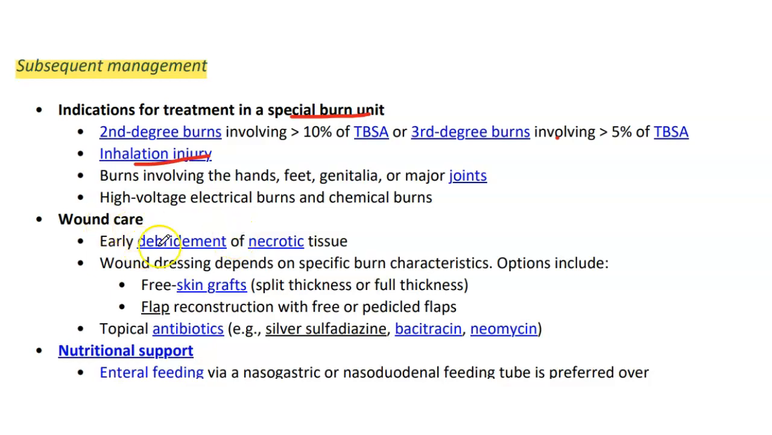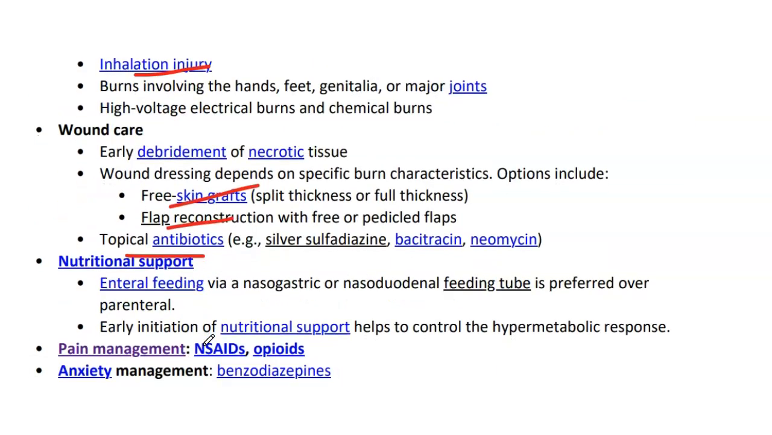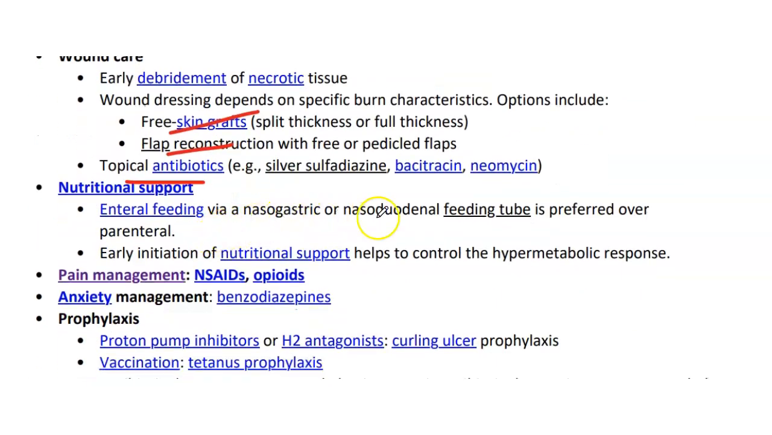Then we have wound care. Early debridement of necrotic tissue. Wound dressing depends on specific burn characteristics, often including skin graft and flap reconstruction, and topical antibiotics can be given. Nutritional support: enteral feeding via NG tube is preferred over parenteral due to risk of liver injury and electrolyte imbalance. Early initiation of nutritional support helps to control the hypermetabolic response.